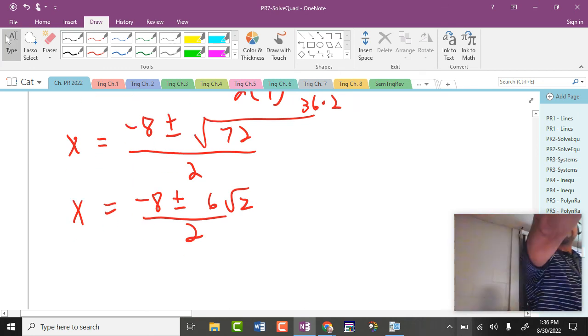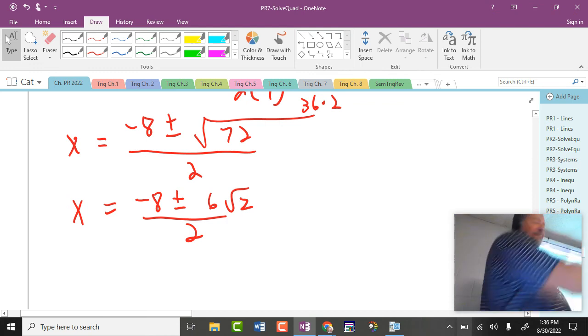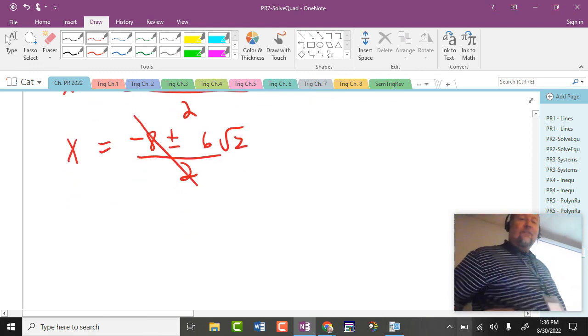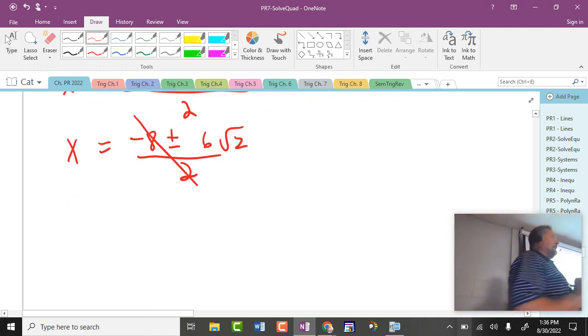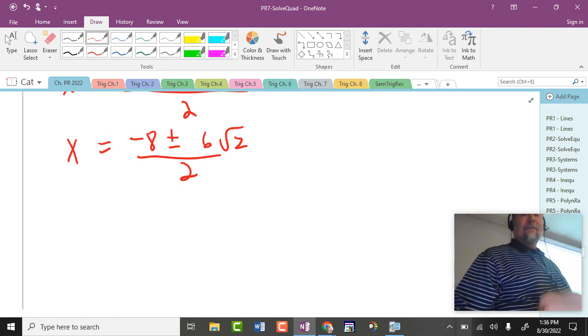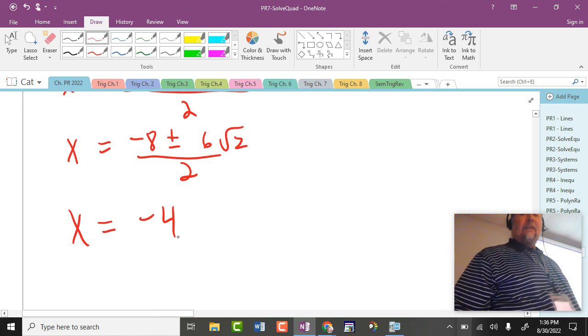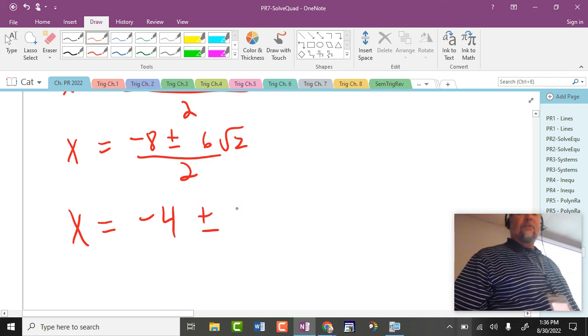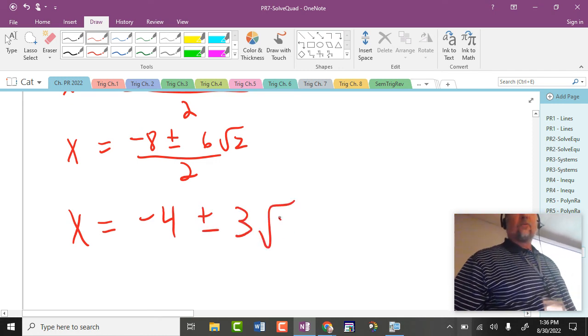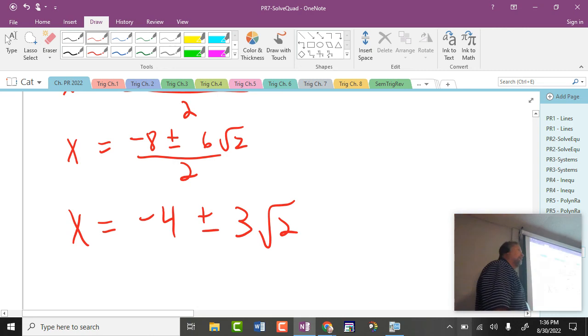And then no, 6 over 5 equals 2 errors. Anyone? Okay. You do not do that. That is illegal mathematically. I don't know if illegal is right. Well, you should be arrested if you make math mistakes. Anyway. So -4 plus or minus 6 over 2 is 3 root 2. 3 root 2.